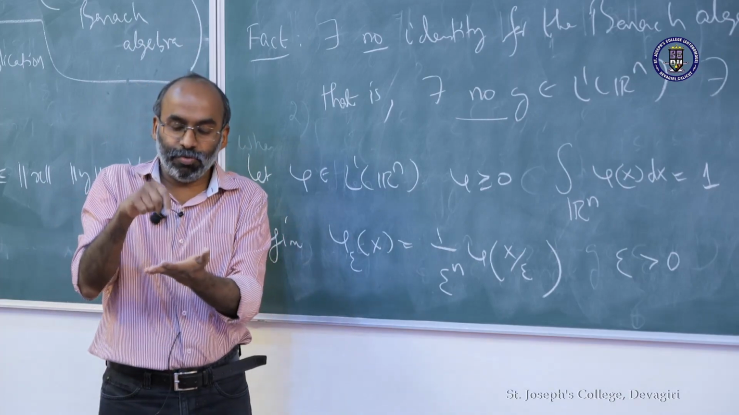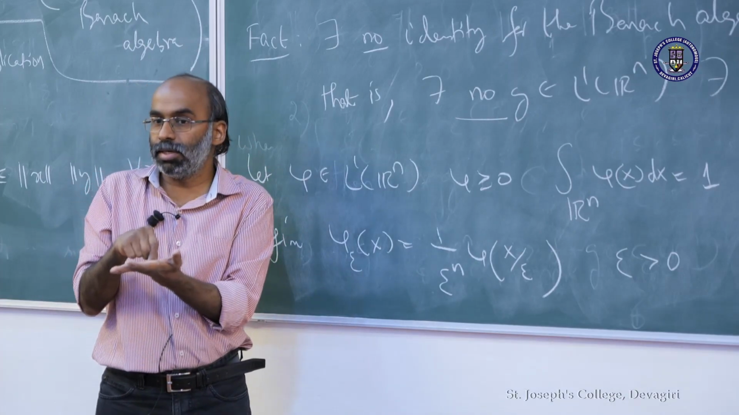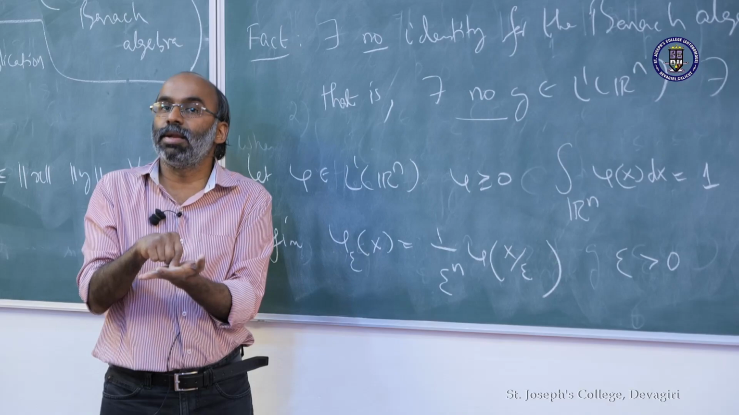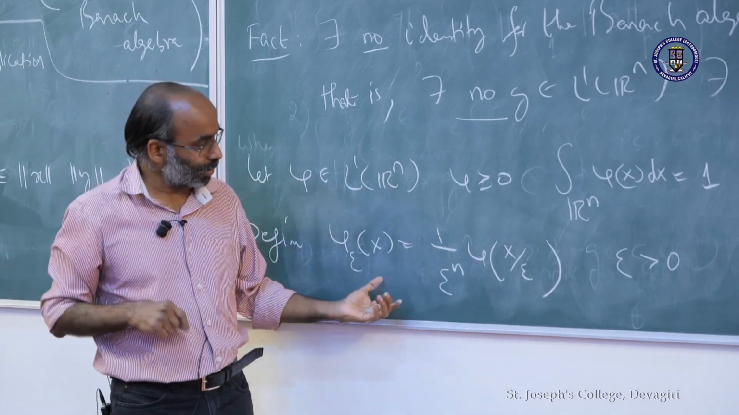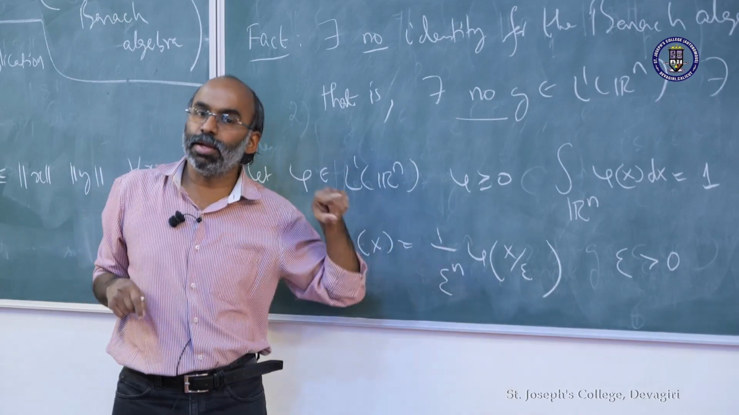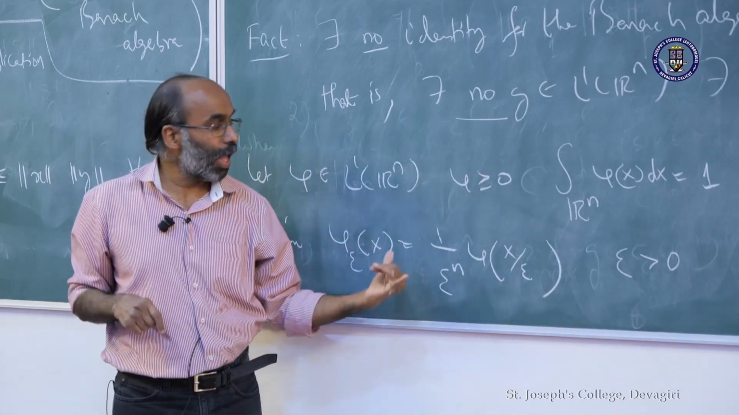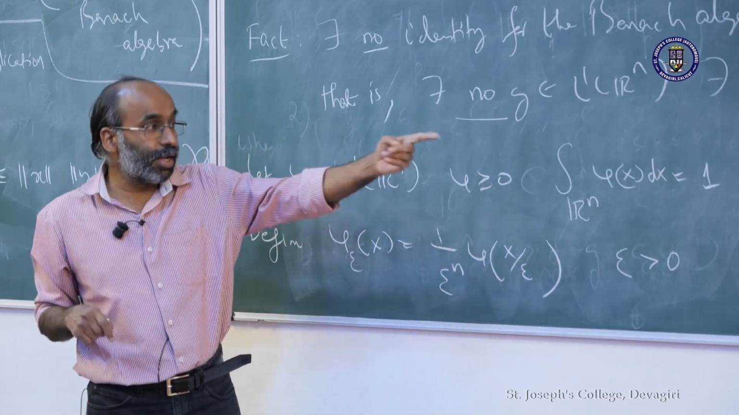So, it sort of finally concentrates at 0, the whole mass gets concentrated at 0. That is precisely that measure. So, this kind of functions will actually converge to that measure. So, they act as approximate identities, not identities.